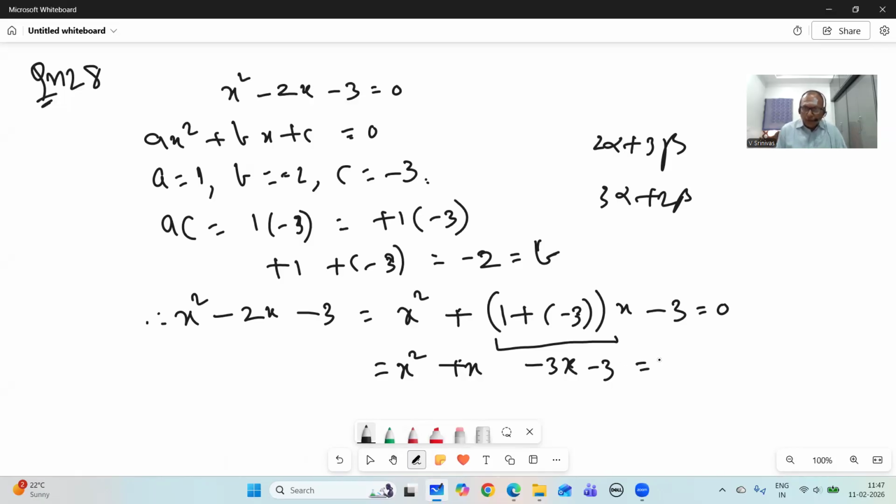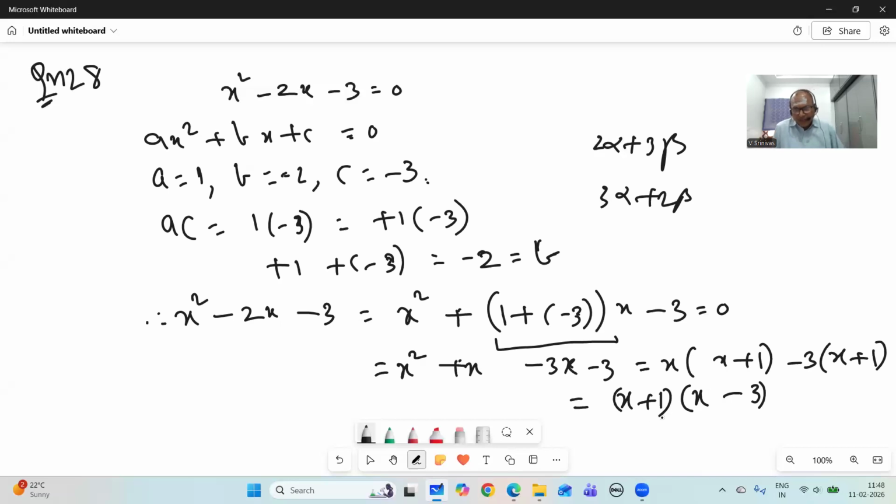In the first two terms, you can take x common: x into x plus 1. In the last two, you can take minus 3 common: minus 3 into x plus 1. Minus 3 is out, and plus 1 remains. Here x is out, and 1 remains. So between these two, we can take x plus 1 common. What remains is x minus 3. So this quadratic could be factorized as x plus 1 into x minus 3. So we'll make this equal to 0.